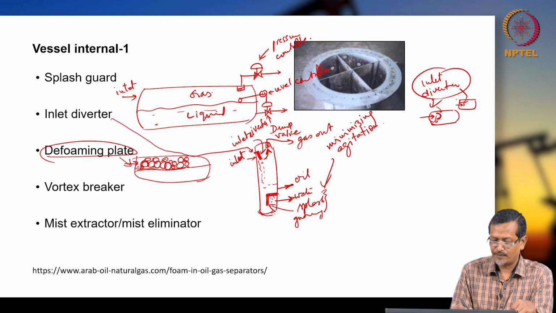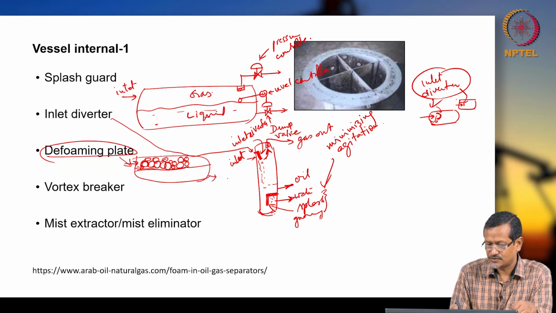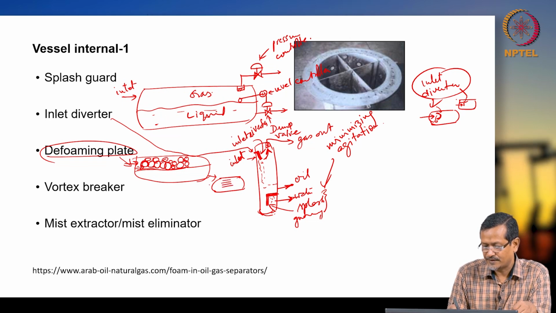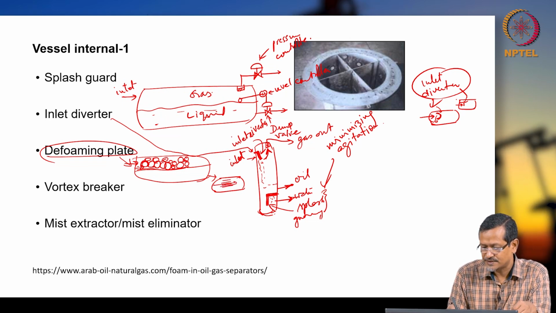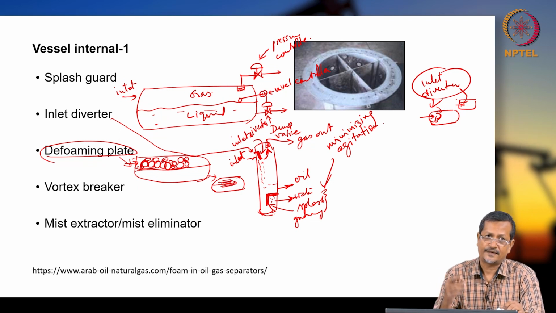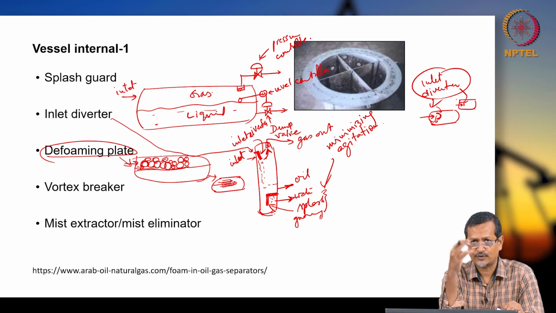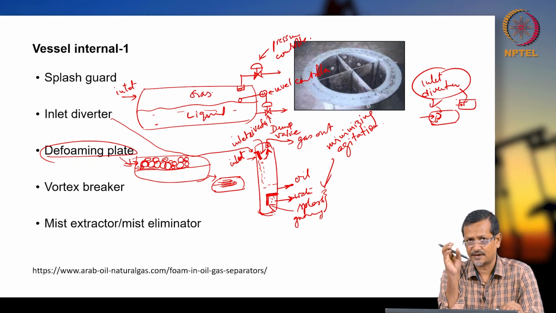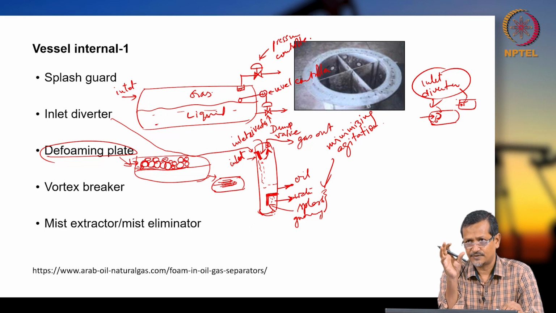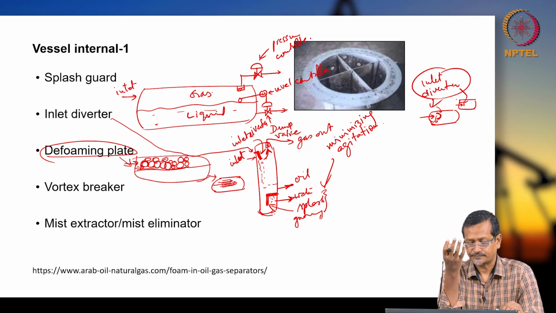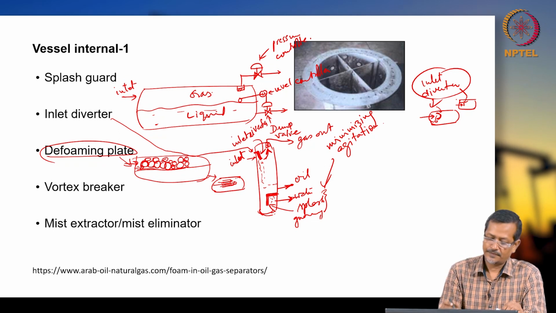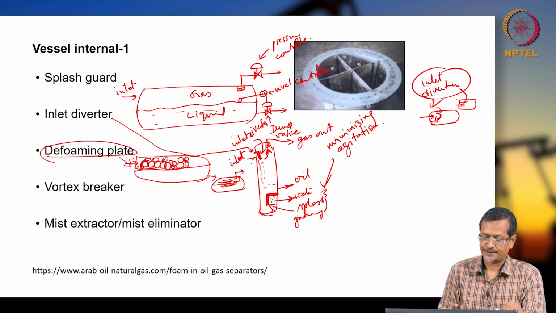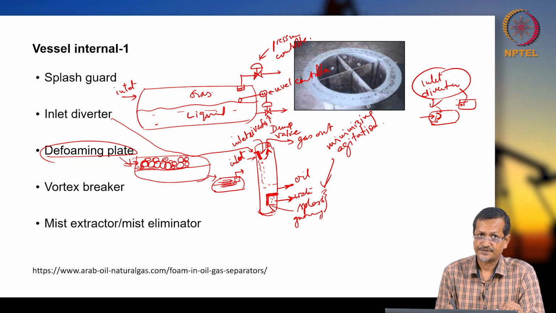Defoaming plate will be like this. If I draw like this, it will be a separator, and you create lots of defoaming plates. When the liquid and gas mixture is going through, the gas bubbles will be colliding with each other and make bigger bubbles, which burst after a certain size because surface tension will change, and your gas will go to the gas line and liquid will be deposited there. That way you are increasing your separator efficiency.